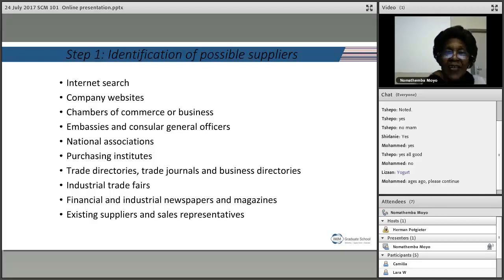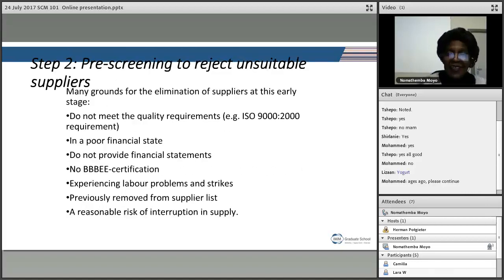So now, identification of suppliers. How do you identify them? You go to the internet, search, go to company websites, chambers of commerce or business, embassies and consular general officers, national associations, purchasing institutions, trade directories, trade journals and business directories, industrial trade fairs, financial and industrial newspapers and magazines, existing suppliers and sales representatives. So you have your information.